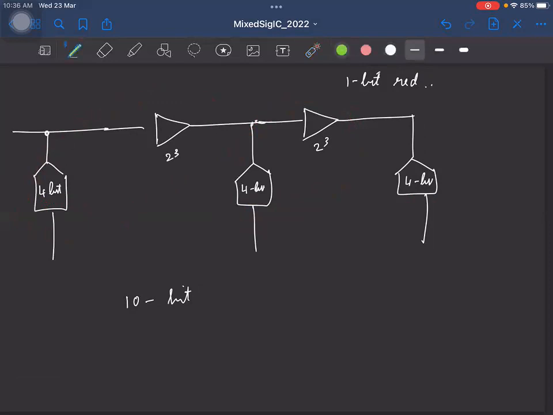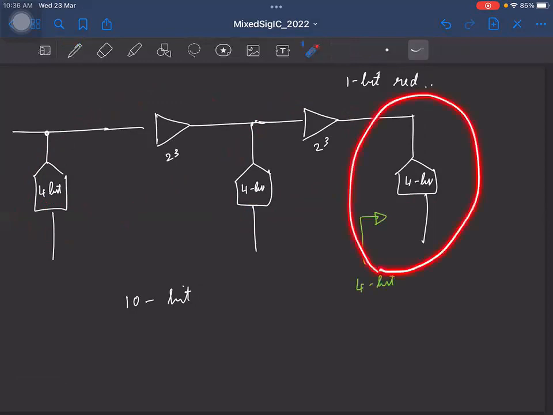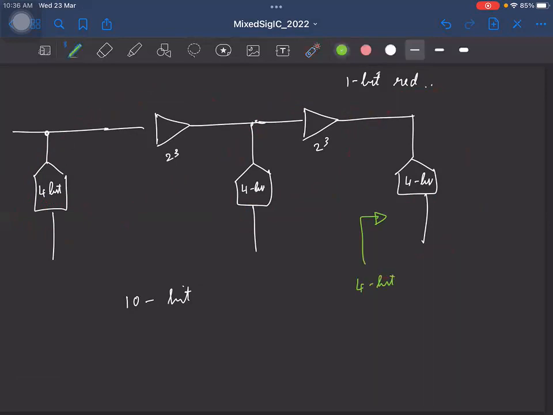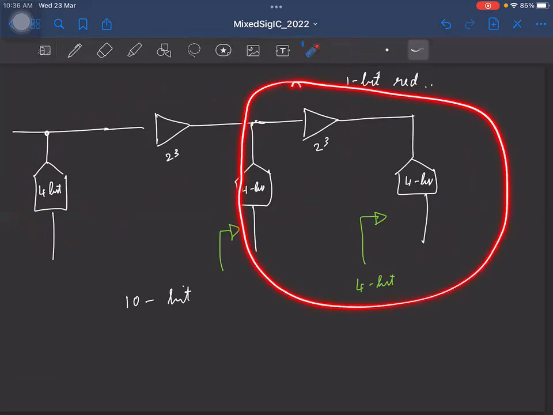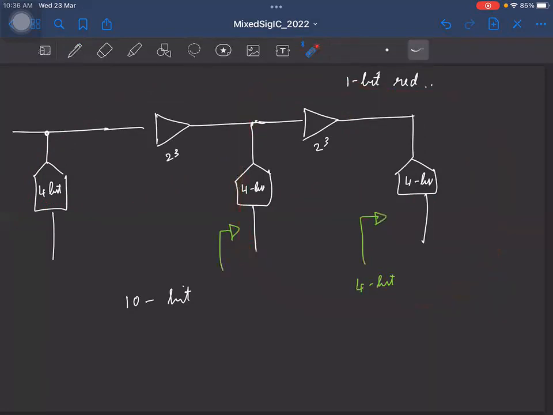So now let's look into each stage. Looking here, this is a 4-bit ADC, right? That is this portion alone. Is that fine? So now if I look at this section alone, what is the effective resolution? Sorry, 7 bits. And of course, looking at the overall, it's going to be 10 bits.